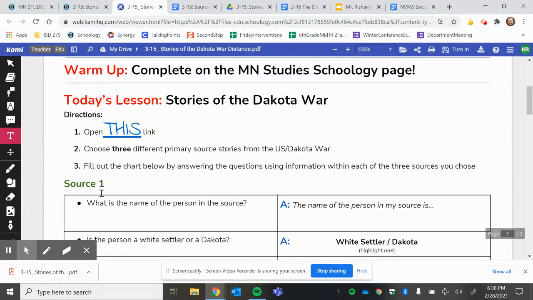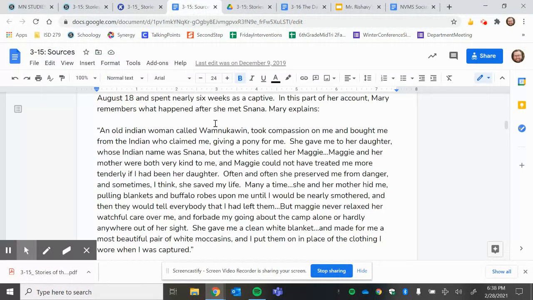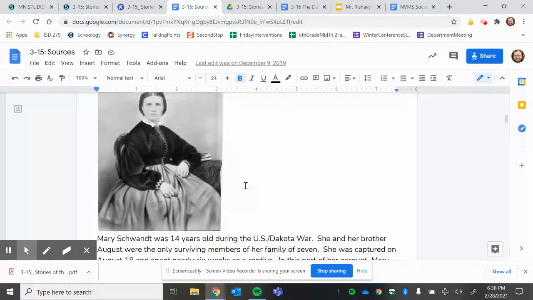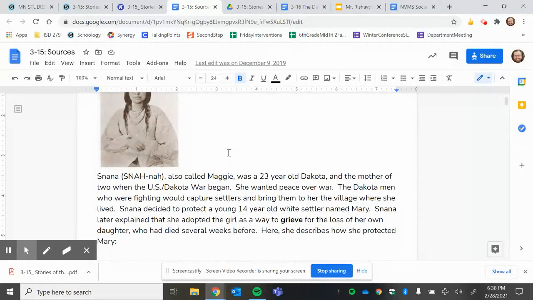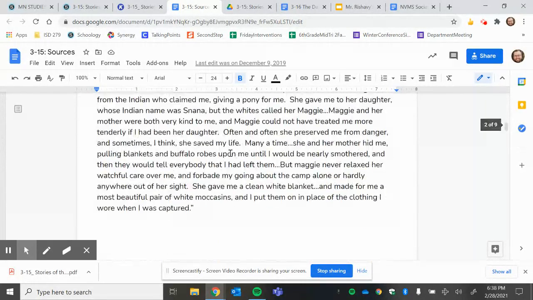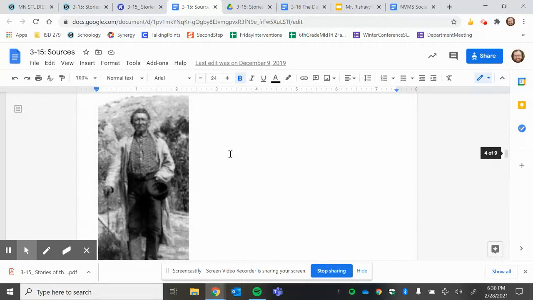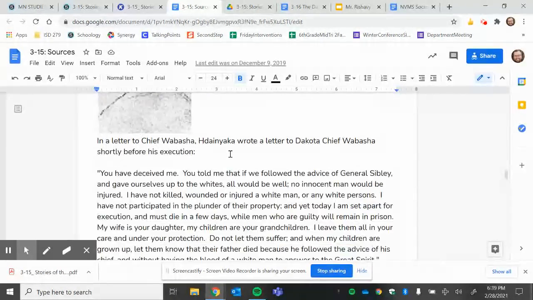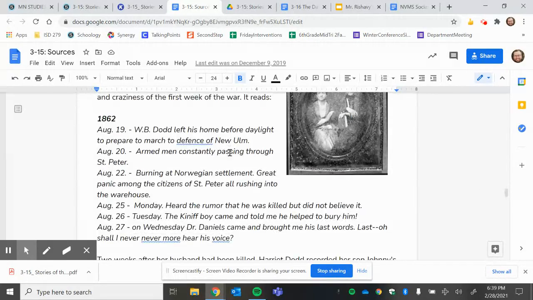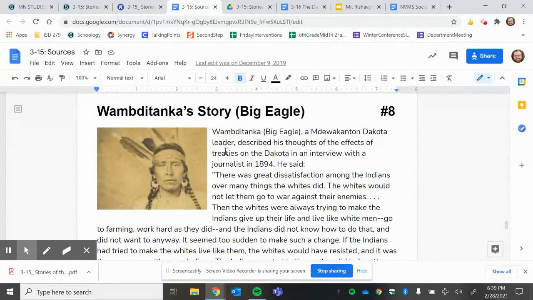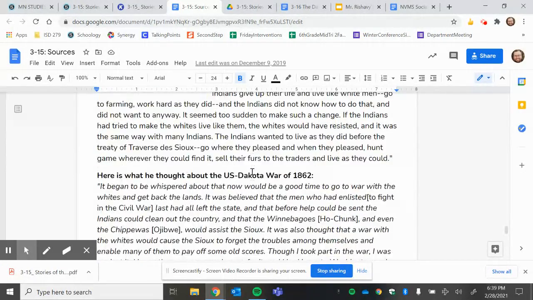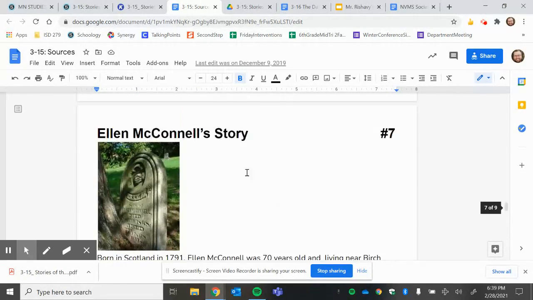Let's focus on next steps for directions. After you have that link open, we're going to choose 3 of those primary sources from the U.S. Dakota War. So again, back at this document, you're picking 3 of these sources. A lot of students generally just look at the name of the people that they're reading about to help them decide, but there are several here for you to think through. And I promise you, many of them are pretty good and pretty interesting as it relates to some of the experiences of these individuals in the U.S. Dakota War. So decide what 3 you want to choose, and that's what you can focus on for next steps.